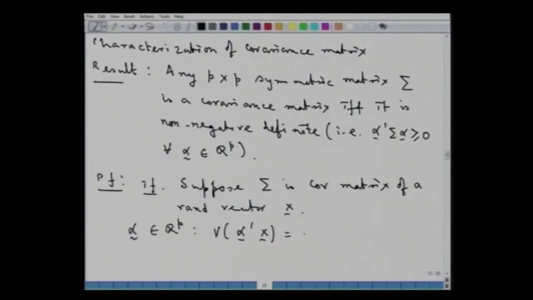So by definition, this would be given by the expectation of this random variable alpha prime x minus the expectation of this alpha prime x, whole square. Now we had proved a result, that the covariance matrix of AX plus B is given by A times the covariance matrix of X, which is denoted by sigma, times A prime. So we can use this result in order to find the variance. Otherwise, from the definition, one can also find the expectation of this particular quantity. Let us look at that.